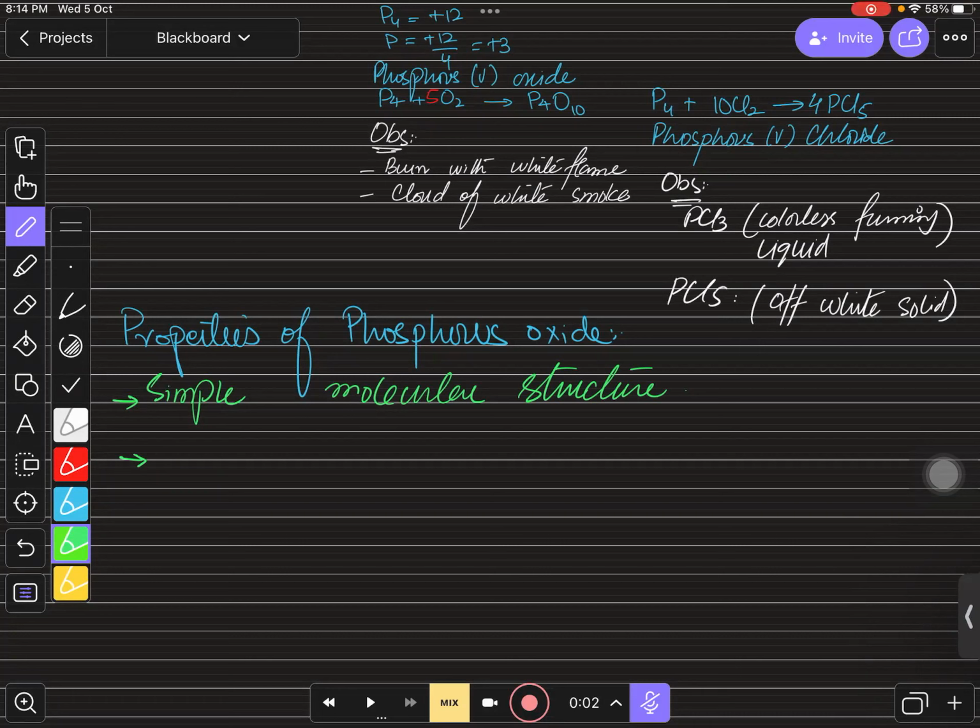These are the properties of simple covalent compounds, right? Some of the compounds deviate from these properties as well, and phosphorus oxides are few of them that can deviate from the physical properties of simple covalent compounds, right? So over here, phosphorus oxide can dissolve in water to give acidic solution.